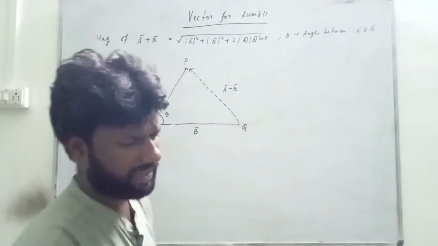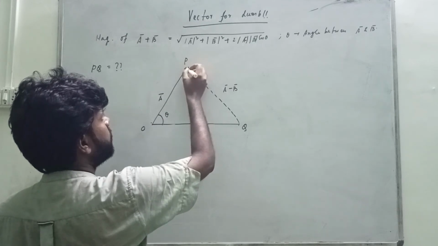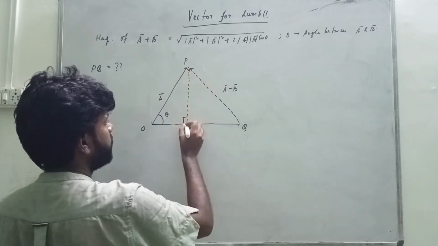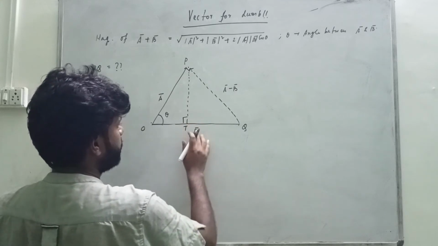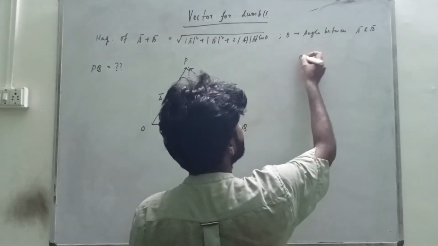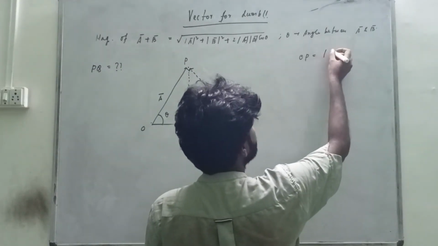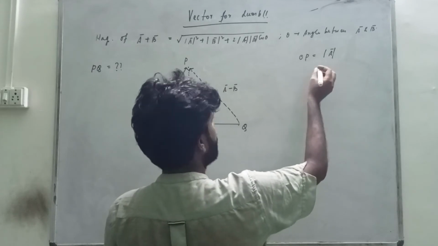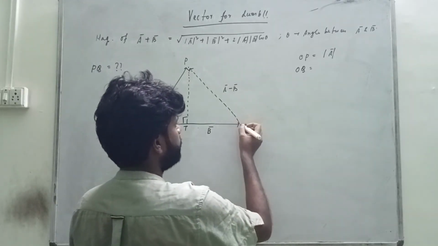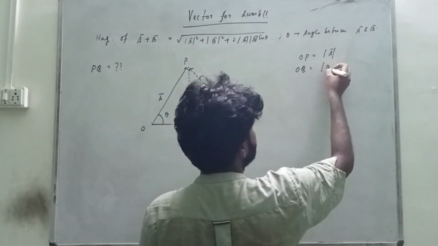But this is a very simple case. Just from here, drop a perpendicular to there, and name it T. It's A and B. So obviously OP means the magnitude of vector A, that means modulus of A, and OQ means simply the length of B, the magnitude of vector B. It is the modulus of B.